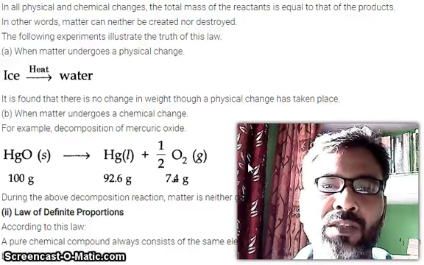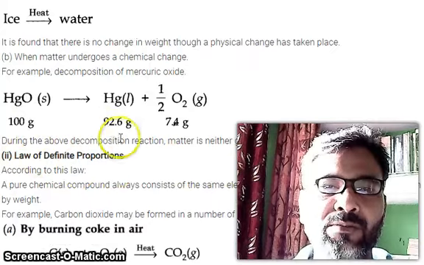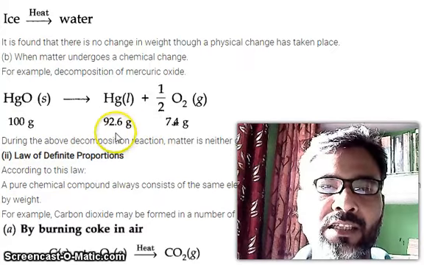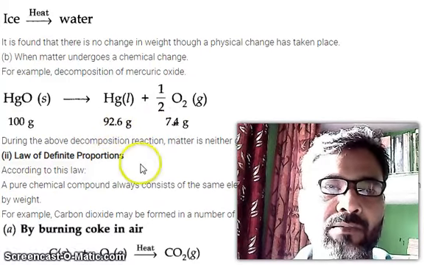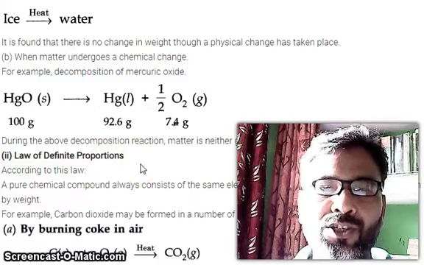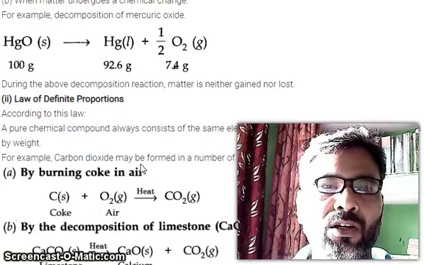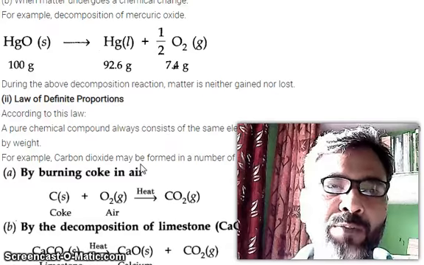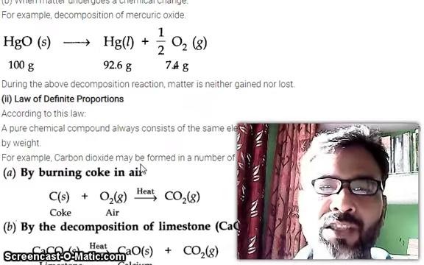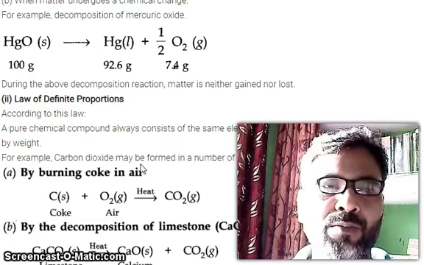When matter undergoes a chemical change, for example the decomposition of mercuric oxide, here 100 grams, here after adding 92.6 grams to 7.4, you will get 100 grams. During the above decomposition reaction, matter is neither gained nor lost. Law of definite proportions. According to this law, a pure chemical compound always consists of the same elements combined together in a fixed proportion by weight.